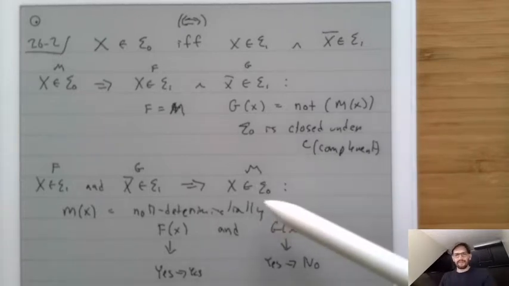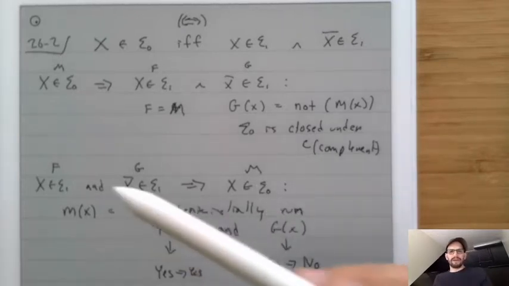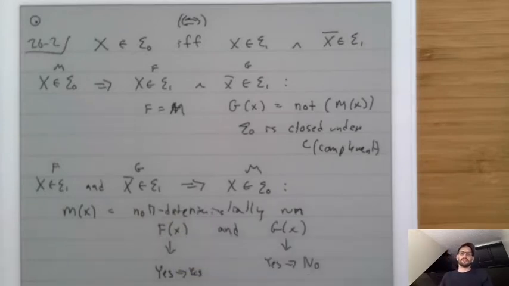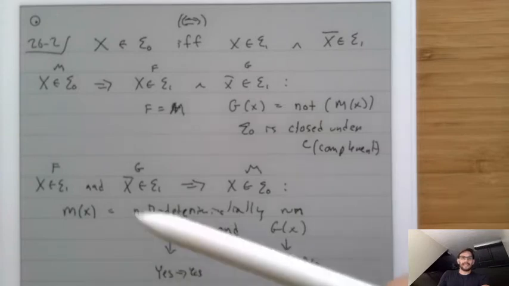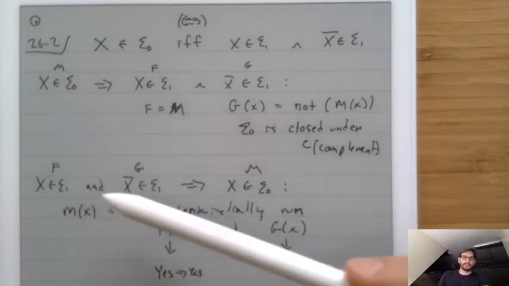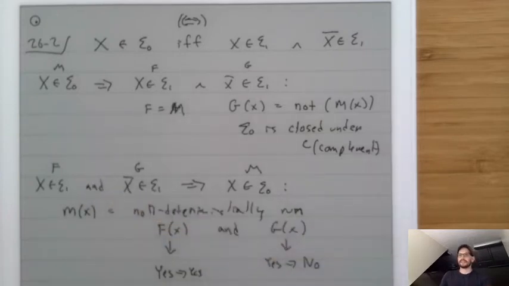Okay, so it's very trivial to do that. We, in fact, don't even need full non-determinism. We just need to do a parallel run of them. So it's trivial to do this. So now we know that if both things are in sigma 1, then that means that the thing is inside of sigma 0. All right, so now what does this mean? Okay, so this is actually a big deal.